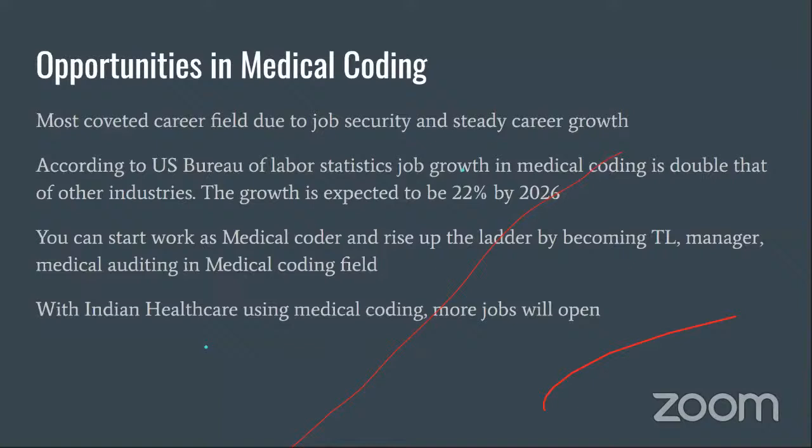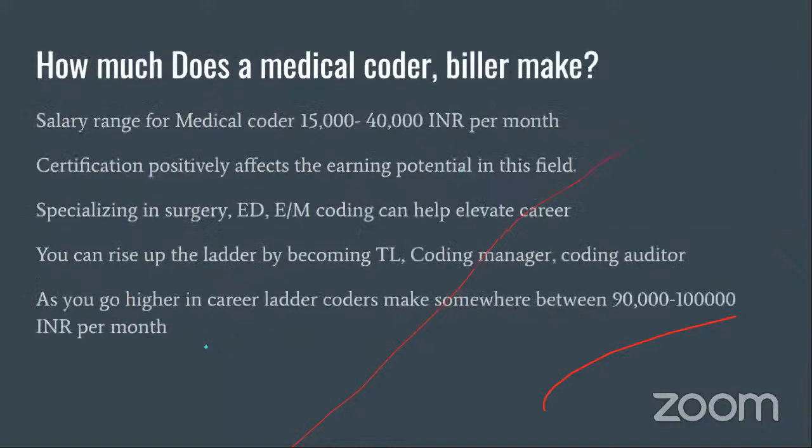Okay. I'm sure all of you are wondering, how much does a medical coder make? I have included biller, but I'm not quite sure about the biller salaries. What I know are medical coder salaries. The salary range for a medical coder is a wide range, of course, somewhere between 15,000 to 40,000 INR per month. Now, certification positively affects the earning potential in this field.